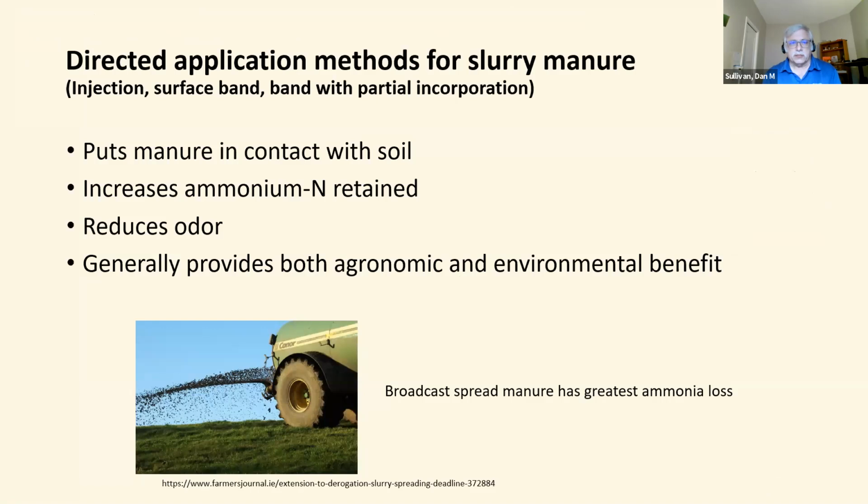Now, directed applications. These are techniques that are applicable to perennial grasses and other perennial crops. You have an applicator that's capable of putting manure in contact with soil. This increases the amount of ammonium nitrogen retained at application, and provides other benefits in terms of reducing odor and not contaminating the forage. So it generally provides both an agronomic and environmental benefit. This is important because farmers are more likely to adopt a strategy that provides economic benefits.